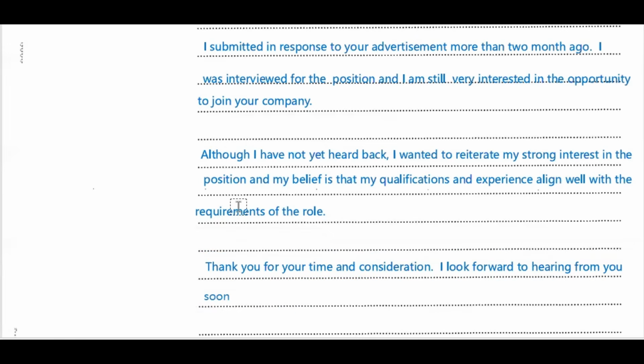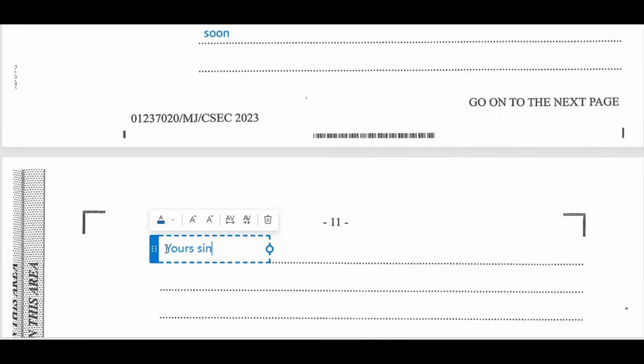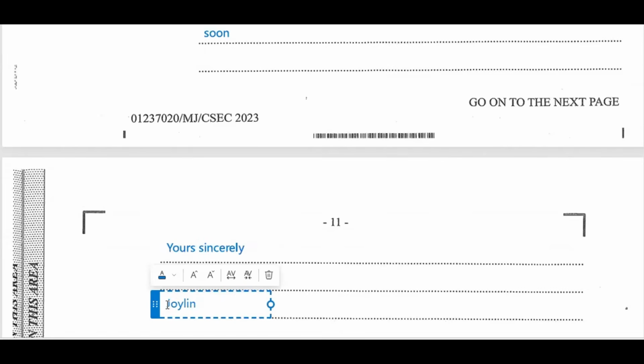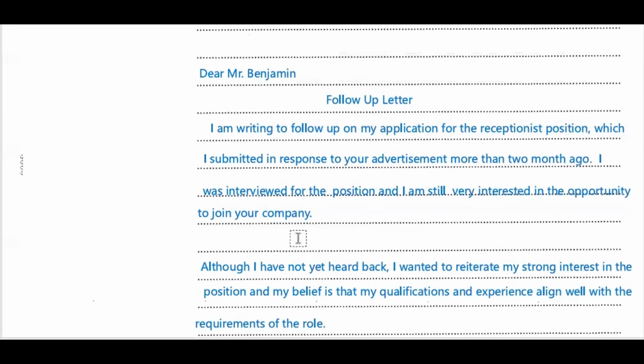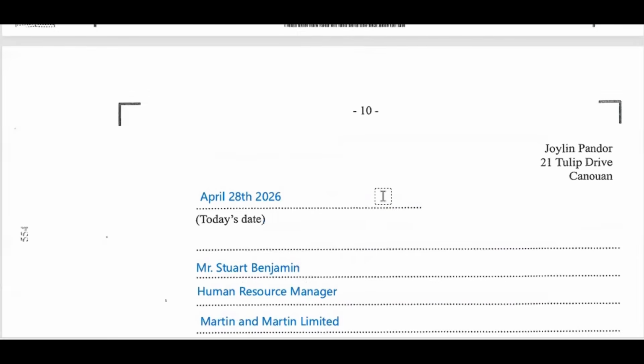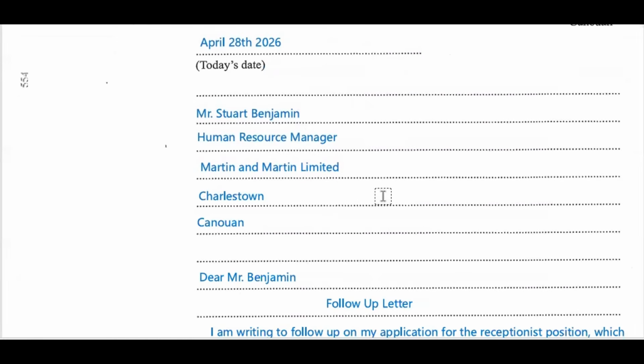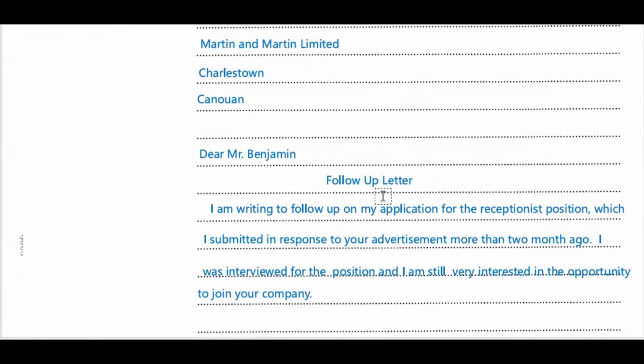Good. And we're going to sign it. Yours sincerely. Remember not to put your actual name, right? Because you are Joylyn Pandor. That's it. So our letter. We literally just took out the information from the scenario and put it in the letter. Now, when you have a letter in office administration, CXC should bring a letter. You need to know the structure of a letter. What comes first, what goes second, what goes third, etc. That's very important. All right, let's move on to the next question.